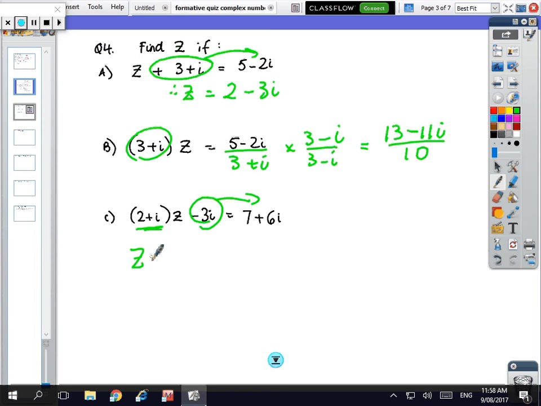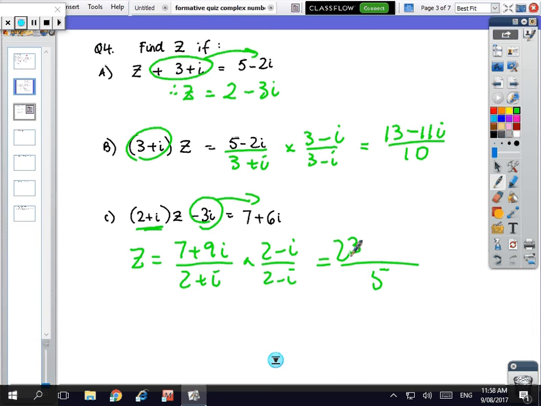So z would be 7 plus 9i divided by 2 plus i, and then multiplied by the conjugate. So the denominator will be 5. And then we've got 14 minus 9i squared, so minus 9i squared is plus 9, so 14 plus 9 is 23. And then we've got minus 7 plus 18 is plus 11.